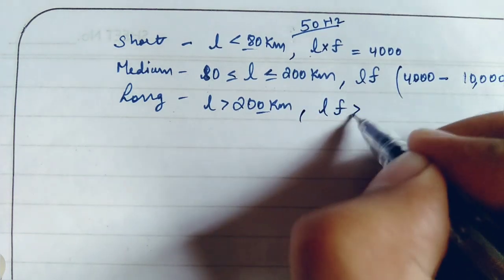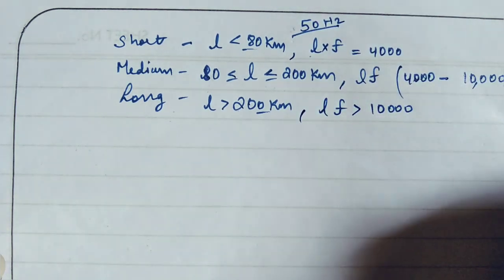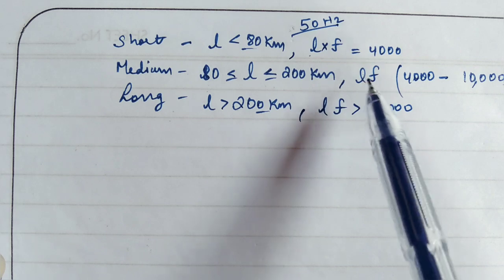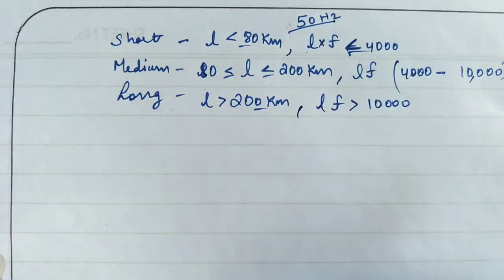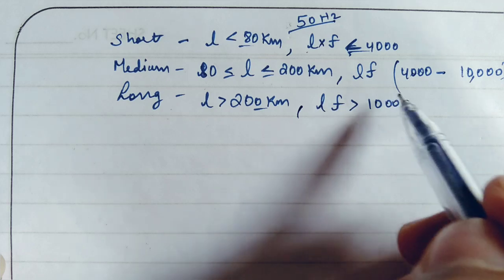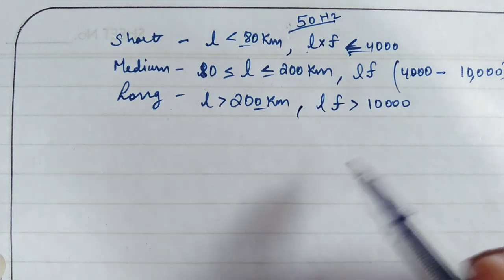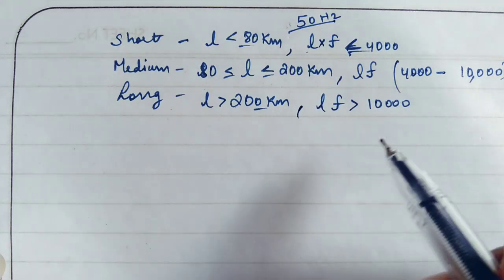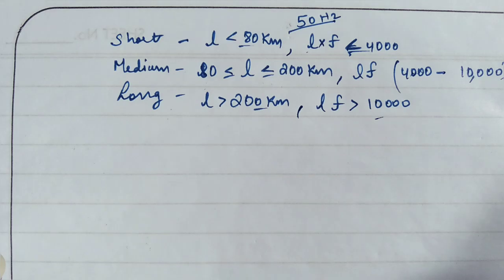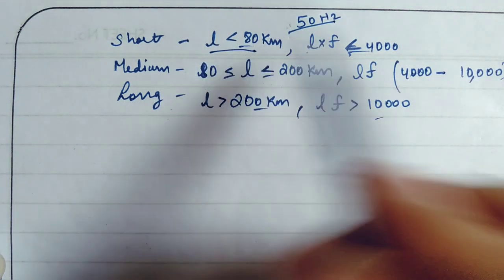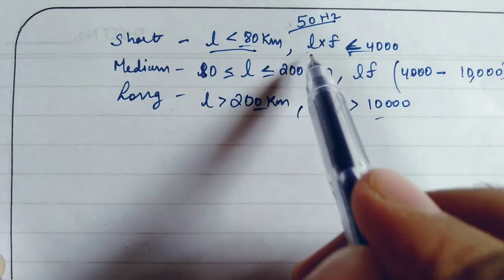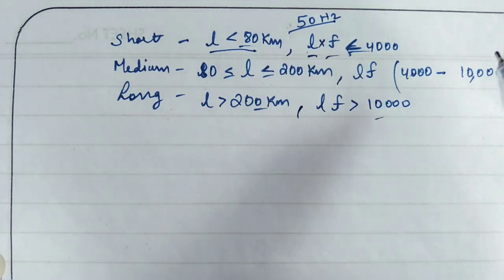Here the LF is greater than 10,000. So if LF is less than 4000, it is called short. If LF is between 4000 and 10,000, it is called medium. If the LF is greater than 10,000, it is called long. So not only based on the distance, it is also classified based on the product of length into frequency. So this is also important, please remember this.